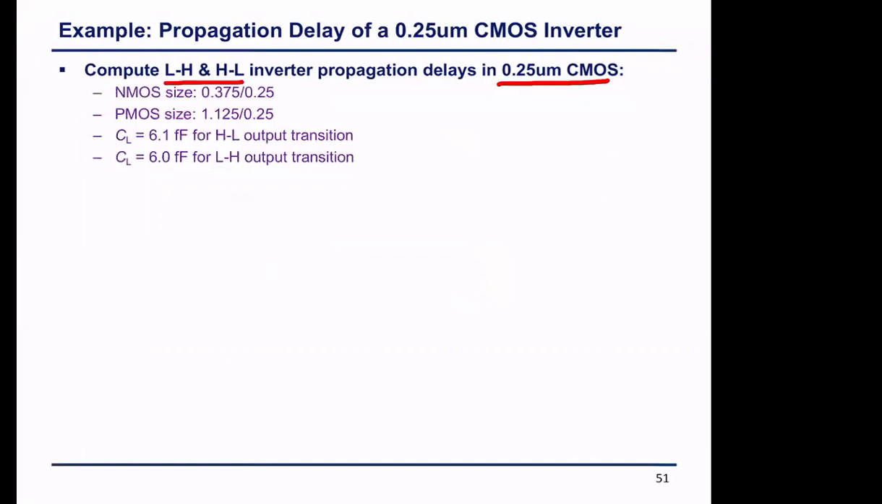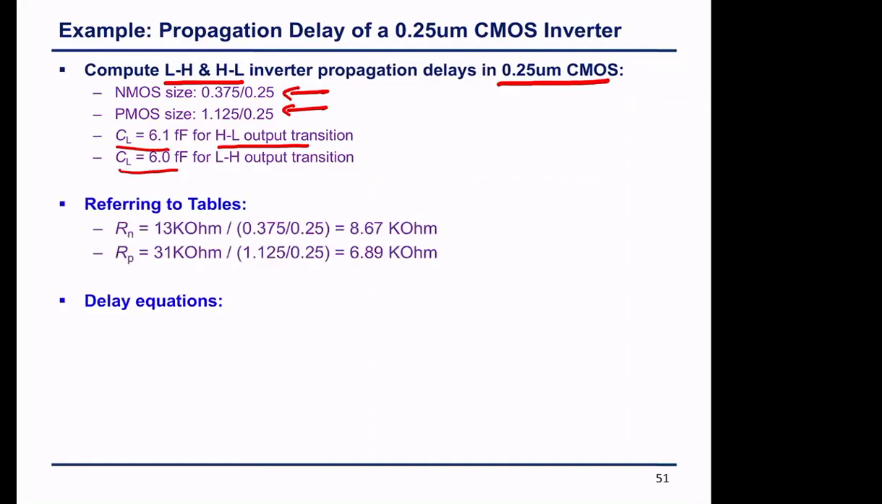Okay, so I am given W by L for the NMOS, I'm given W by L for the PMOS. I'm given the value of the external load as a function of the output transition. For us typically will assume that they are constant, but here they are being very meticulous. And in order to find the delay, I need first to find the internal pull down Rn and Rp of the inverter. Okay, so referring to the tables, we said that Rn for this technology is equal to 13 kilo ohms, when my L by W is equal to 1.